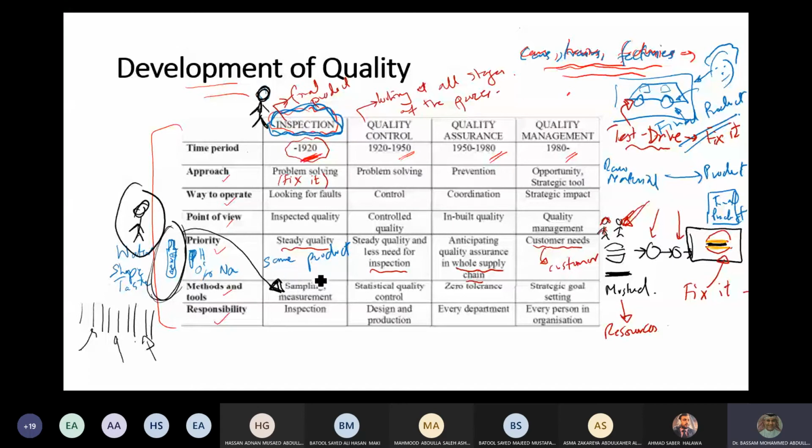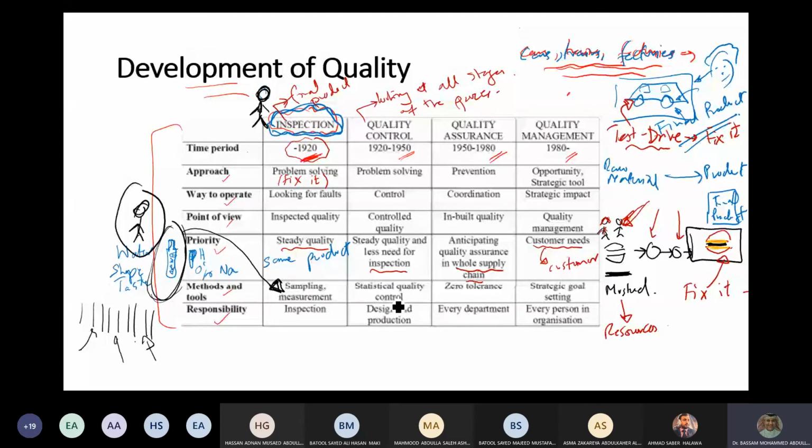How is he doing this? He's taking a sample of the product, and his responsibility, of course, is inspection. Now, what is different from 1920 to 1950? Well, between 1920 and 1950, we started getting into more control. We are going to explain the others in a moment, where we have statistical quality control.